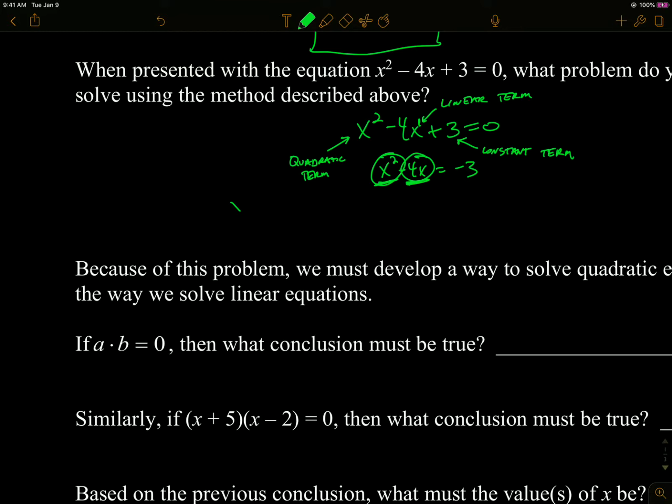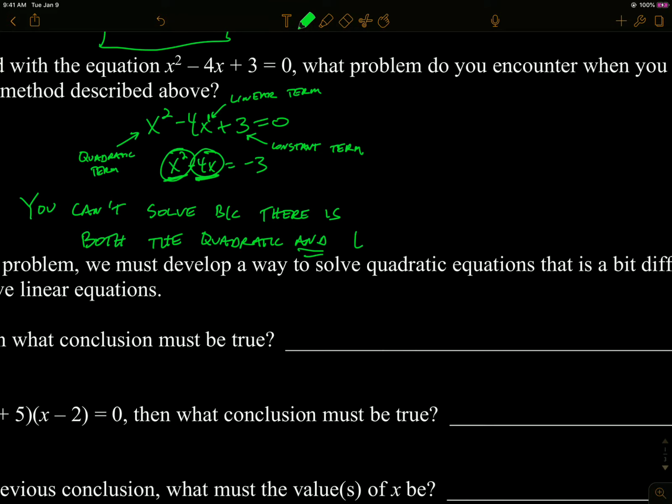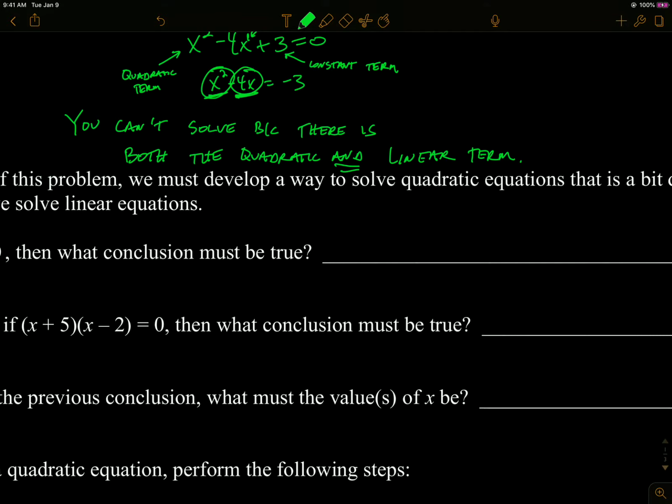So you can't solve this way because there is both the quadratic and linear term. So we can't solve by isolation. We have to try a different method.